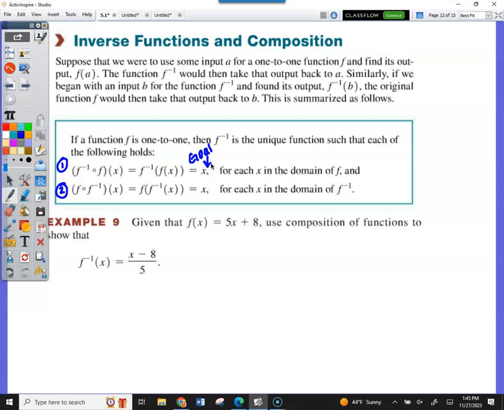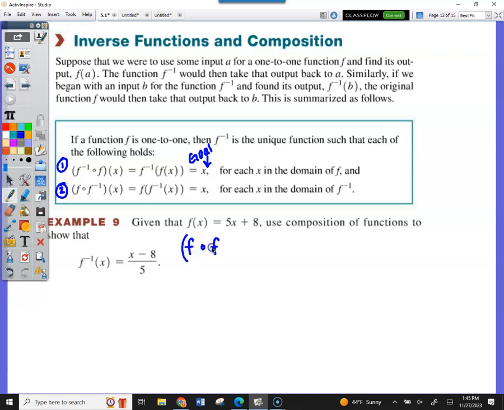Okay, so here's what it looks like. We've got f of x equals 5x plus 8. You probably can already see where this is going. That's definitely linear. This is also linear. We've got x minus 8 all over 5. We're going to confirm that they're inverses. We have to do it 2 ways.